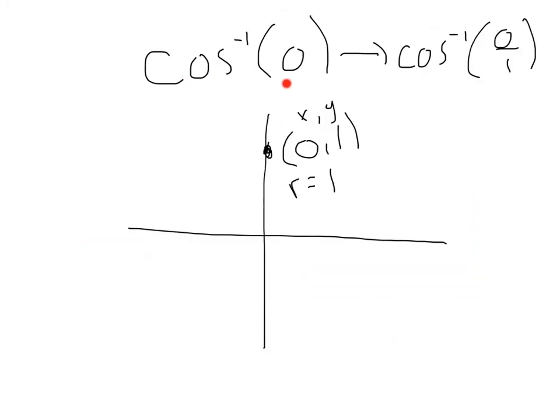Looking at cosine inverse of 0, I could change that to 0 over 1, which would give me a point here. This is one of the examples that lands exactly on the axis. In this case, the positive y-axis, as we'd get an x over r, or 0 over 1. Remember, the cosine inverse is looking for the angle, which in this case is going to be pi over 2.